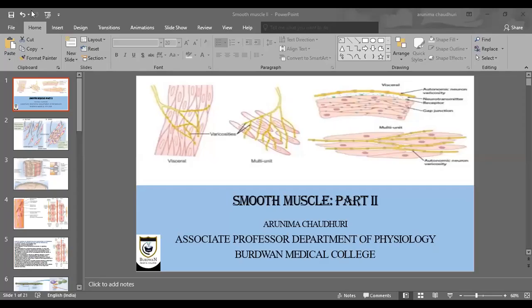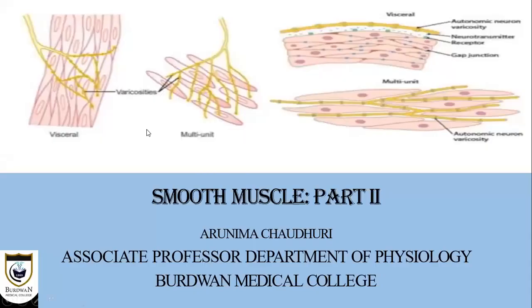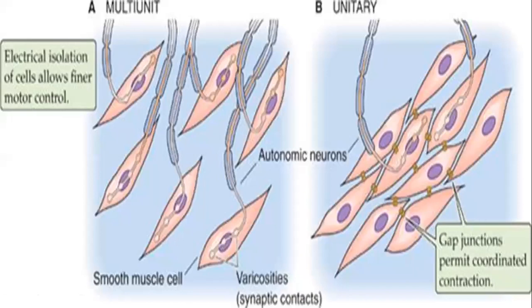Good afternoon. Today we are going to learn in more detail about the smooth muscles. We have said that the smooth muscles are non-striated, so they are known as smooth muscles, and they are involuntary muscles. They are usually supplied by the autonomic nerves, the sympathetic and the parasympathetic divisions. The smooth muscles can be multi-unit and unitary smooth muscles.